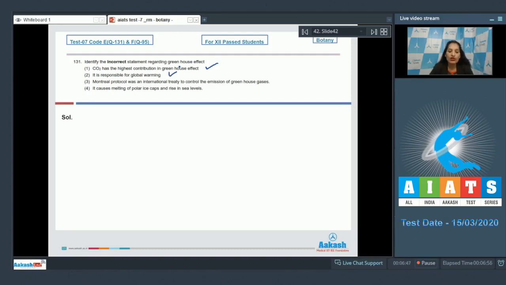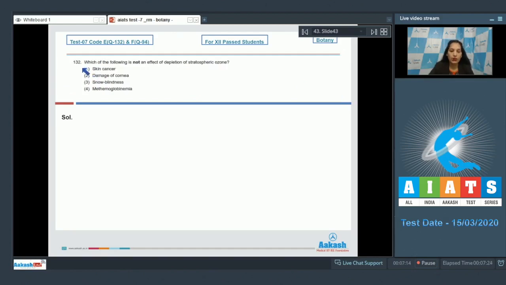No, Montreal Protocol was signed in 1987 to control the emission of ozone depleting substances, or the ODS, not on the emission of the greenhouse gases. Fourth, it causes melting of polar ice caps and rise in sea levels. Yes, so the correct option for the given question is option number 3. Let's move to the next question.